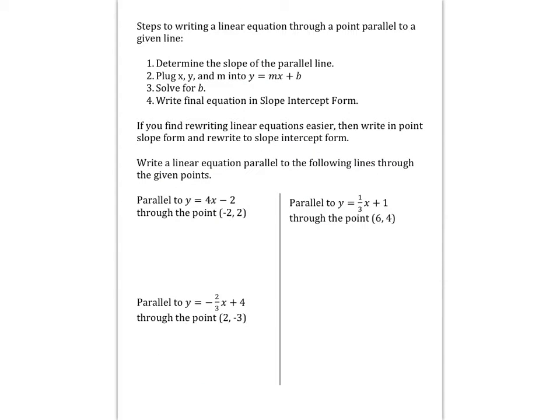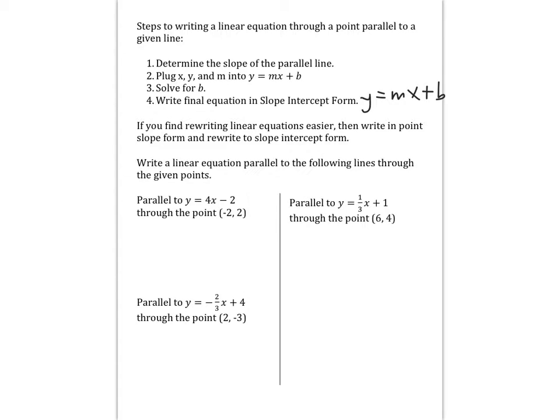Now we are going to look at writing an equation for a line that's parallel to another line or another equation. So steps to writing a linear equation through a point parallel to a given line is 1, determine the slope of the parallel line. 2, plug x, y, and m into the slope-intercept form of y equals mx plus b. Step 3, solve for b. And step 4, write your final equation in slope-intercept form.